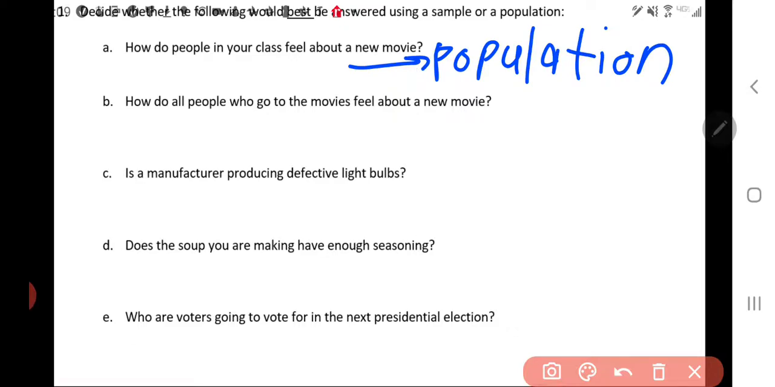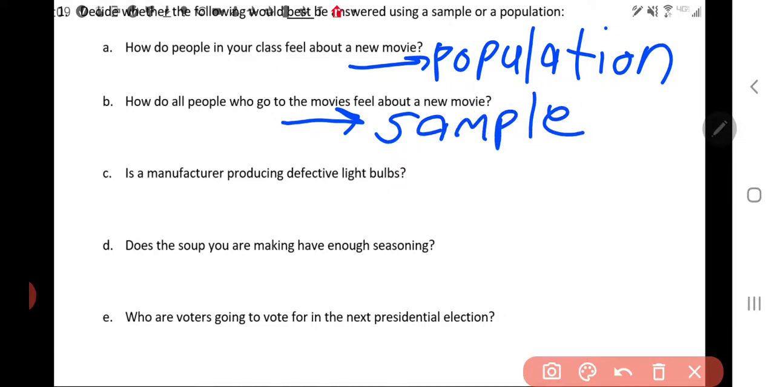Part B says, how do all people who go to the movies feel about a new movie? Now this is kind of a little bit different. There's so many people that go to the movies that it'd almost be impossible to survey every single person who goes to the movies. It would also be very costly to track them all down. So it'd be a little bit more convenient, I would actually say a lot more convenient, to use a sample or smaller subgroup of people to survey those who feel about a new movie.